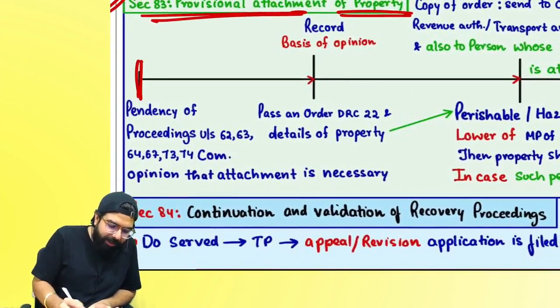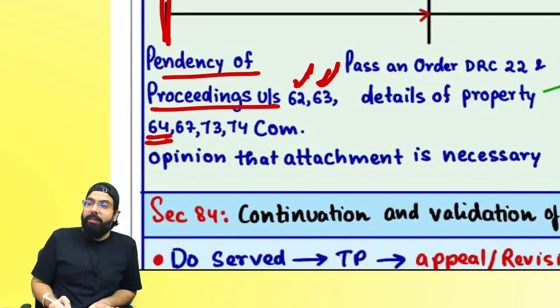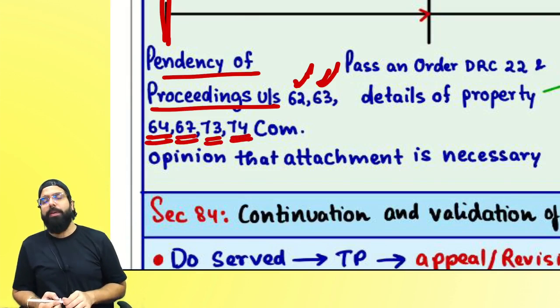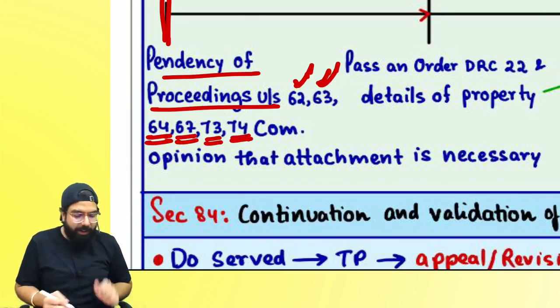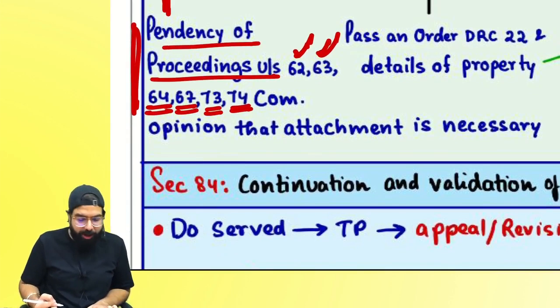If there is a pendency of proceeding going on against you under section 62, which is best judgment of a non-filer, or best judgment of an unregistered person; section 64, summary assessment; section 67, inspection, search, seizure; section 73, demand order in a bona fide case; and section 74, fraud case, show cause notice. Basically, proceedings have been initiated and are going on against you.